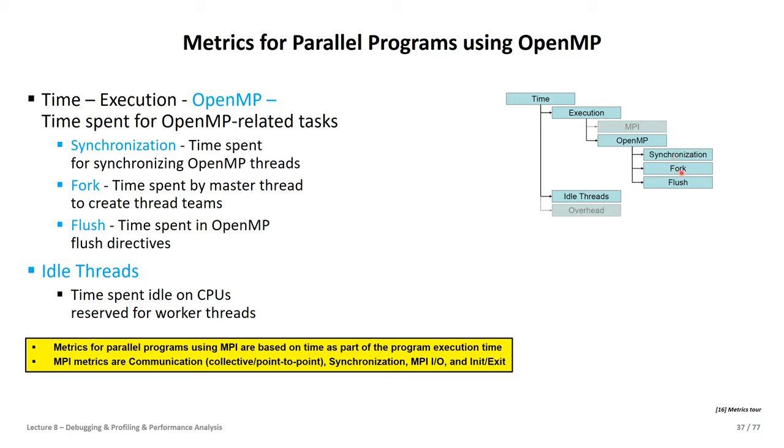Every time we are in a serial region and then start to spawn, or fork, these parallel regions, there is some overhead, because the master thread suddenly has to build the team of threads, or create the thread teams. The same is true when we have flush directives in OpenMP. And of course the idle threads are self-explanatory: CPUs that have been reserved for worker threads but are not used. This is also something that could influence the time, which is not directly the execution time, because in the end it's just the time spent in idle threads that we also want to prevent, or keep low.